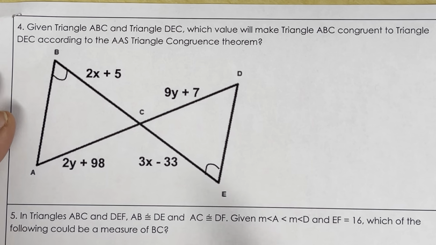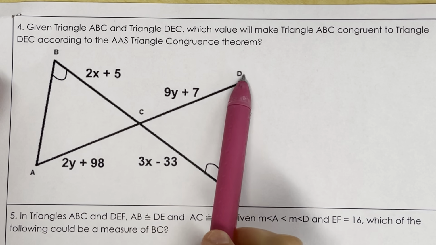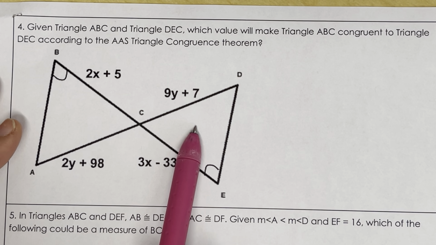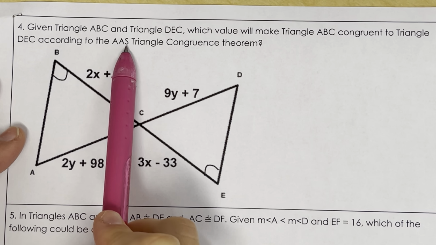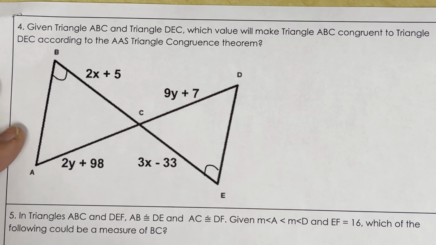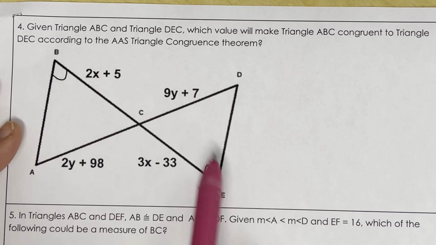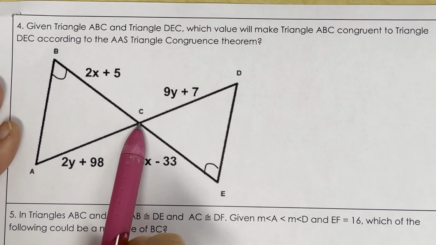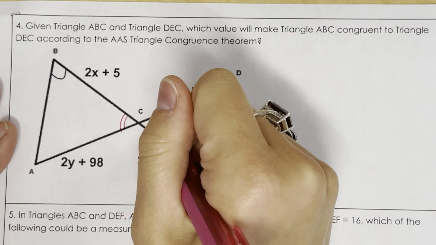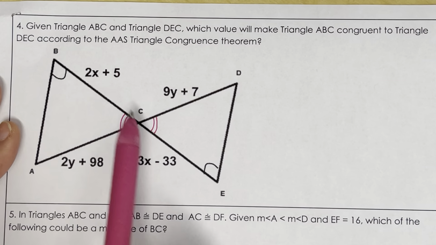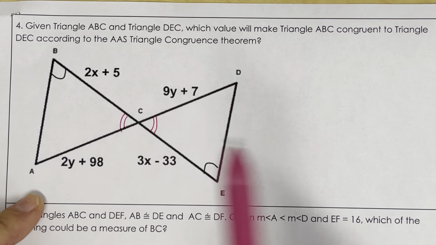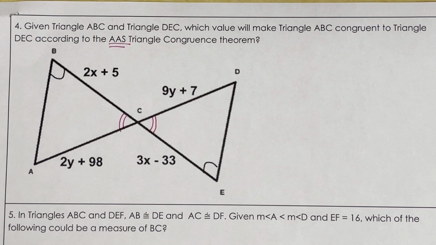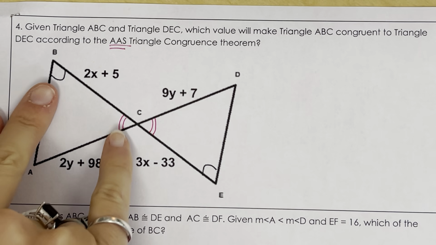Given triangle ABC and triangle DEC, which value will make triangle ABC congruent to triangle DEC according to the angle, side, triangle congruence theorem? So I already noticed I'm given one angle that is marked in both pictures that is congruent. I also know that right here at C, I have vertical angles. So I have my 2 angles given to me, right? Now, to use the angle, side theorem, I need to pick the side that is not touching the 2 angles. So here are my 2 angles.